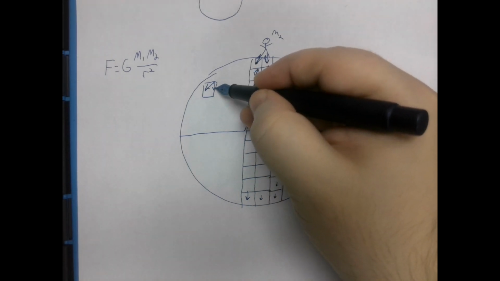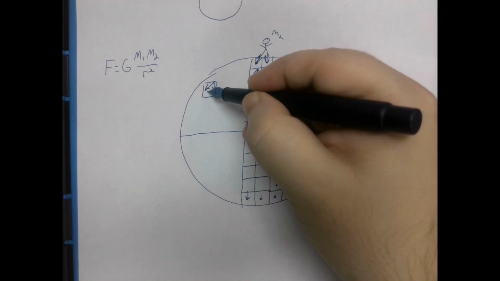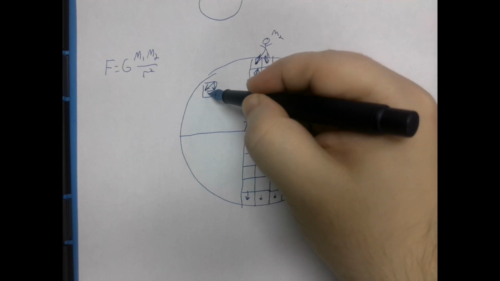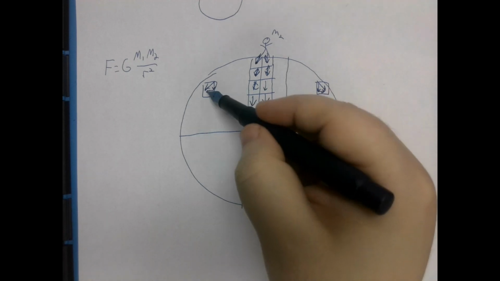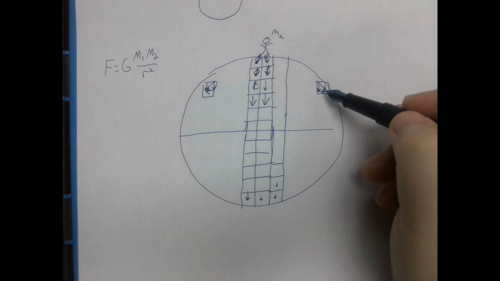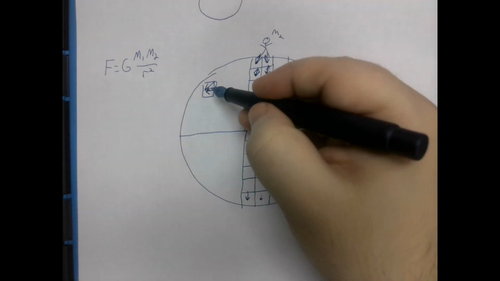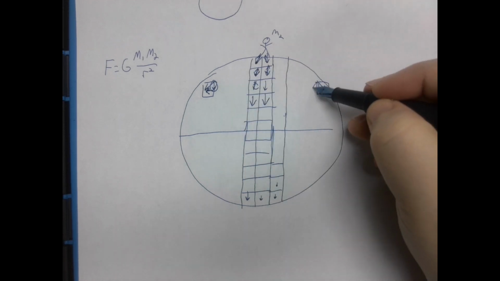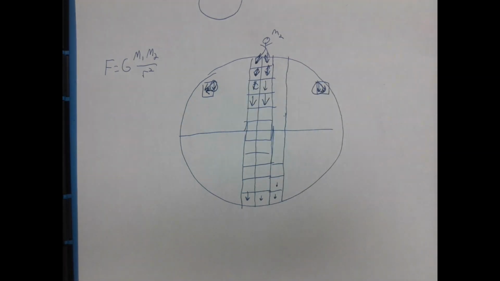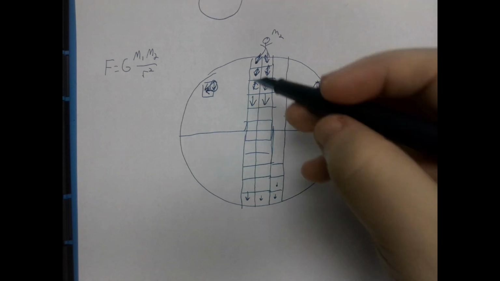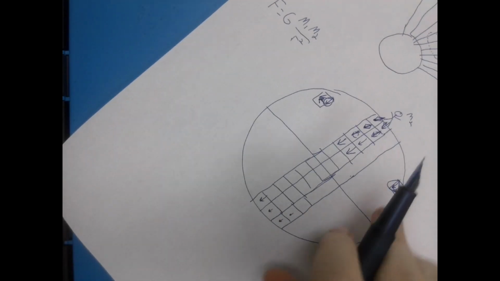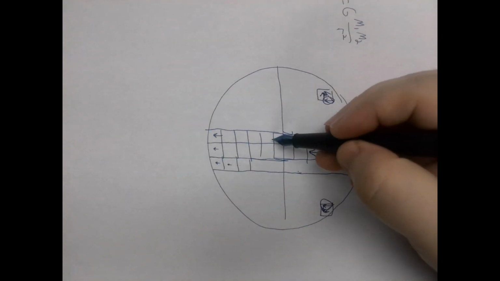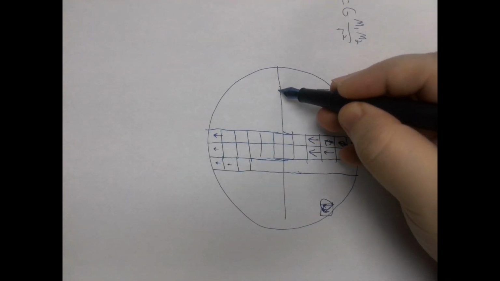But since we can break this up into components, we have a down component and a left component. This has a down component and a right component. This left component will cancel out with the right component, so that all that's left is this downward force. Now let's imagine what happens if, let me rotate it, what would happen if you're inside Earth?